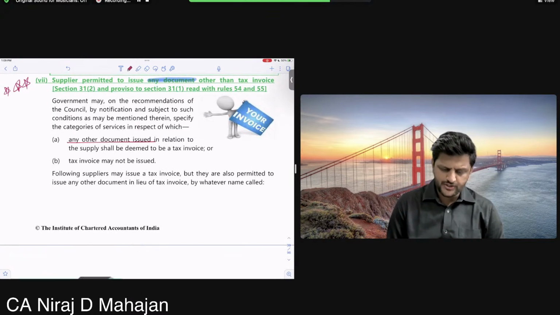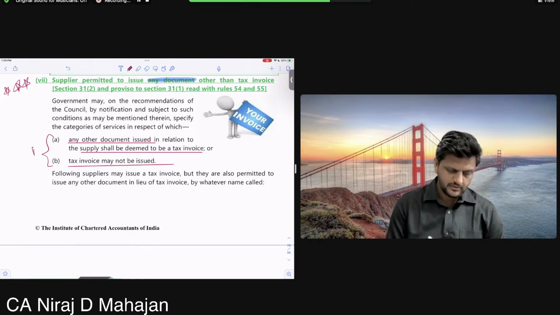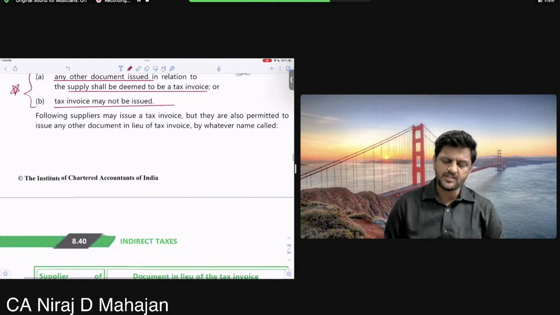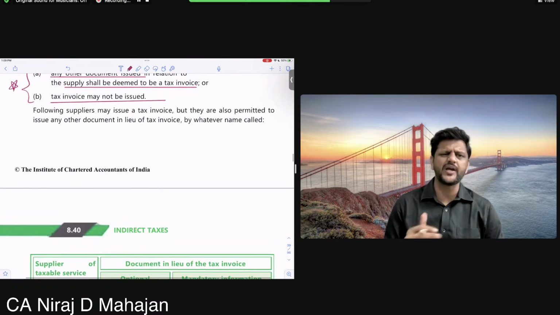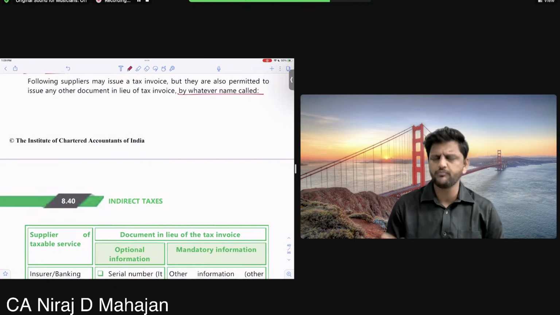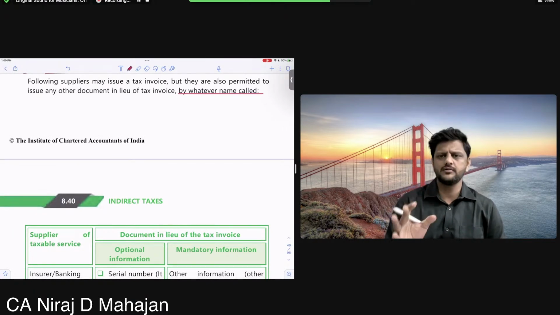Any other document issued in relation to the supply shall be deemed to be a tax invoice, or a tax invoice which may not be issued at all. Yes or no? Important. The following suppliers may issue a tax invoice, but they are also permitted to issue any other document in lieu of, instead of, a tax invoice, by whatever name called. You want to call it boarding pass, movie tickets, anything, you know.